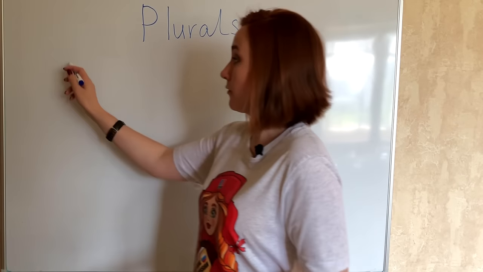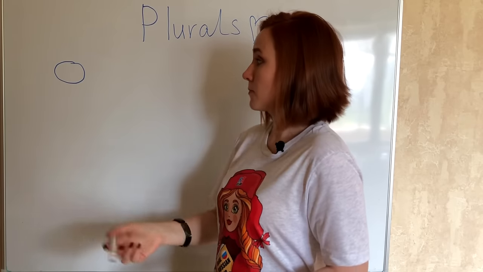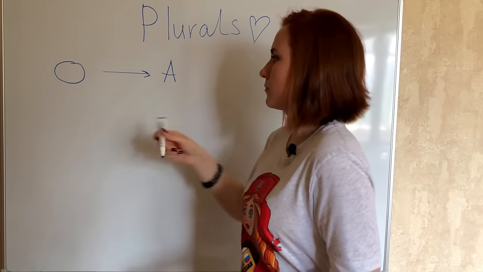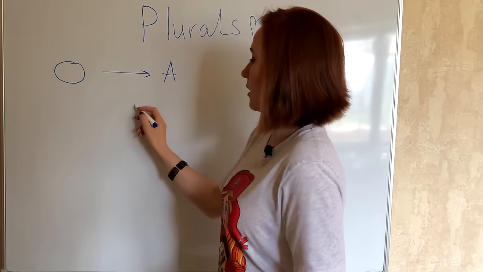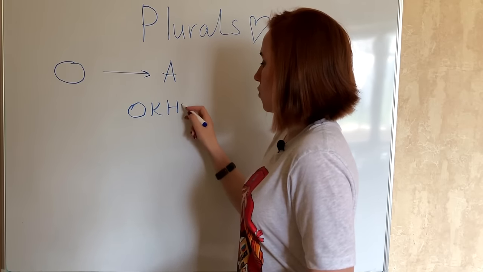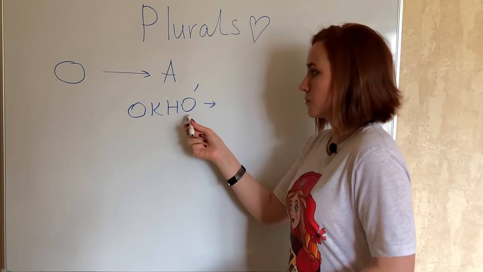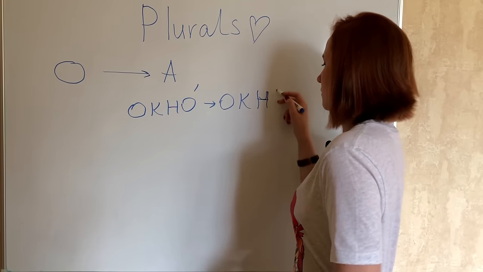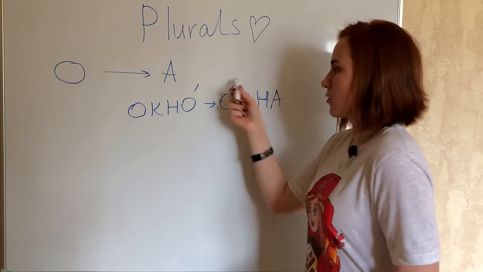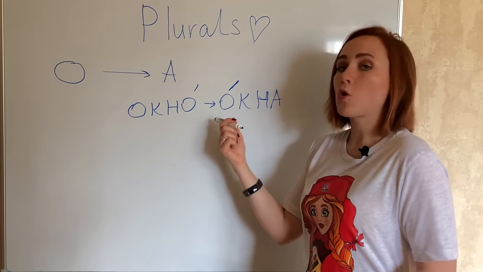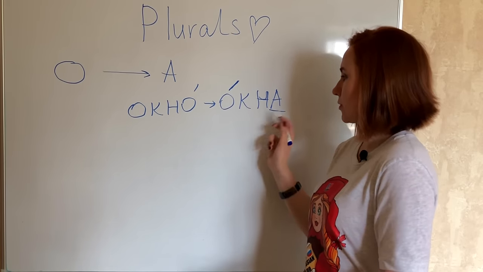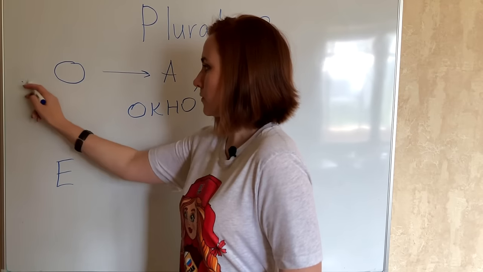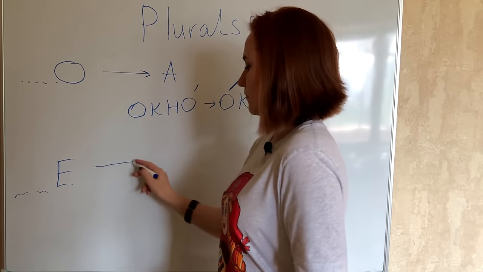Now, what to do if you have о in the end? О turns to а. For example, a window. Окно. Окно turns to окна. Again, the stress jumps here. Окна.